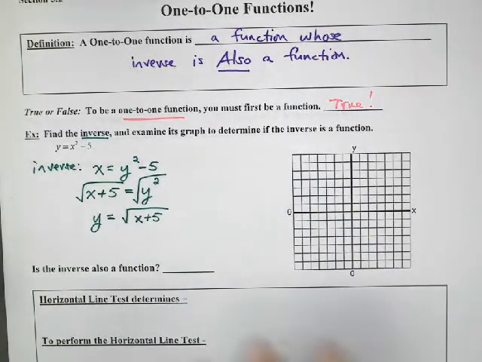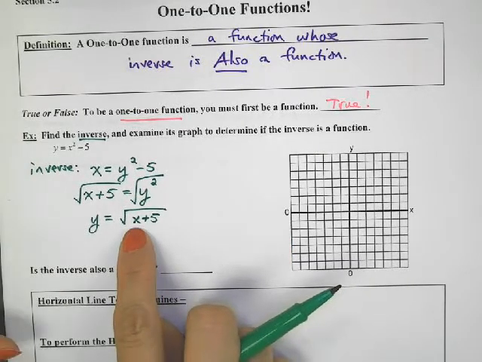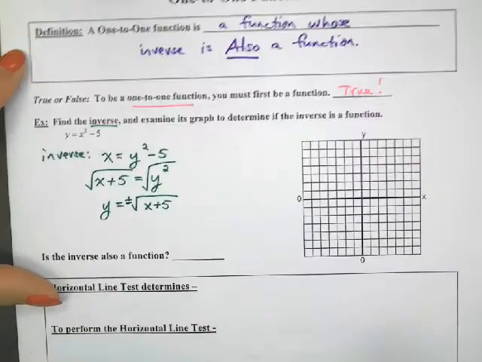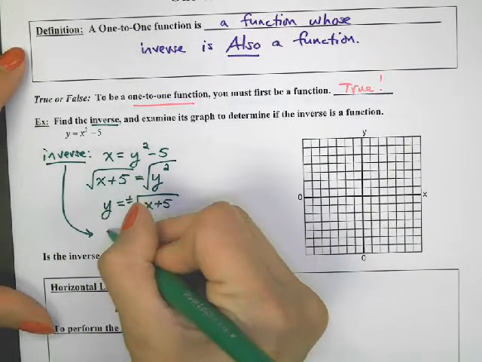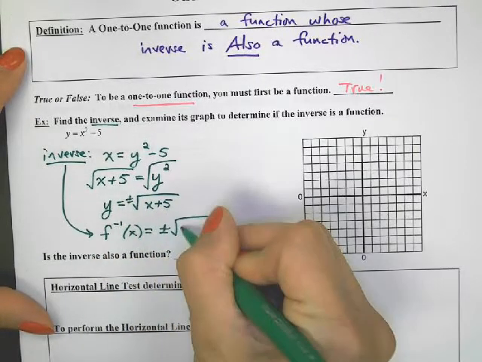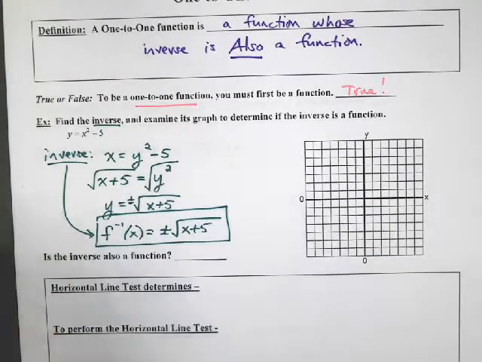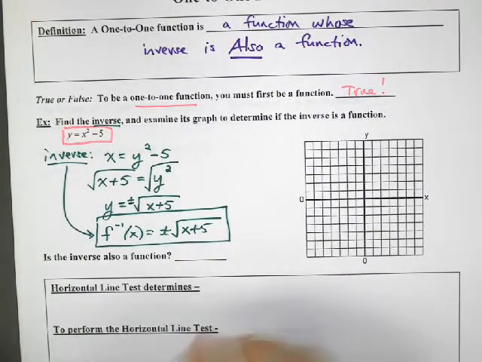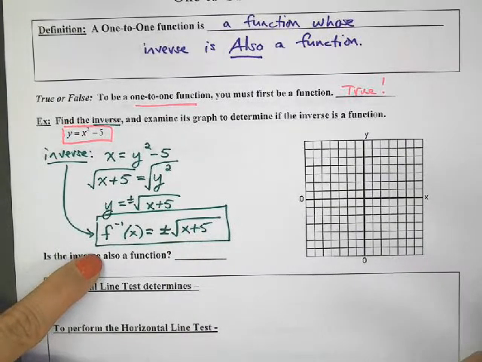Now hang on, there's a couple of things here that I don't like about this. First of all, when you square root, do you remember what you get? Plus and minus. Okay, that's going to totally make a difference with getting the rest of the function. Second of all, this is inverse, and so you have to use the correct notation for inverse. F inverse of x is plus and minus the square root of x plus 5. So here's the inverse. And the function was up here. Here's the function itself. Okay, and we're going to examine its graph to determine if the inverse is a function.